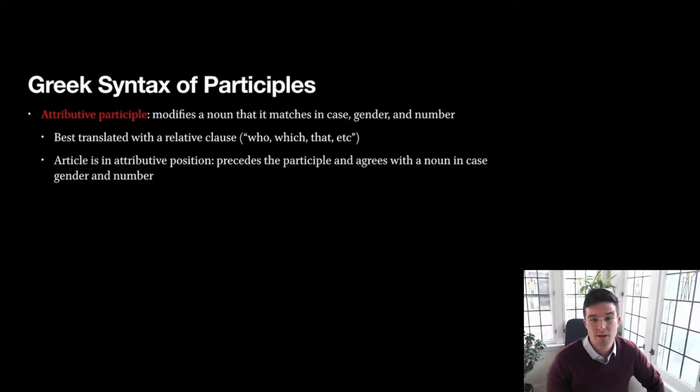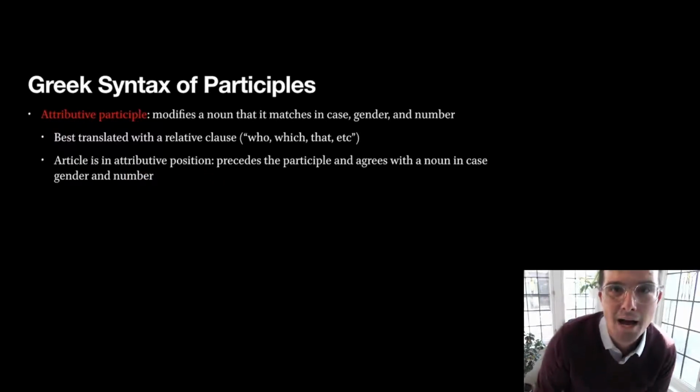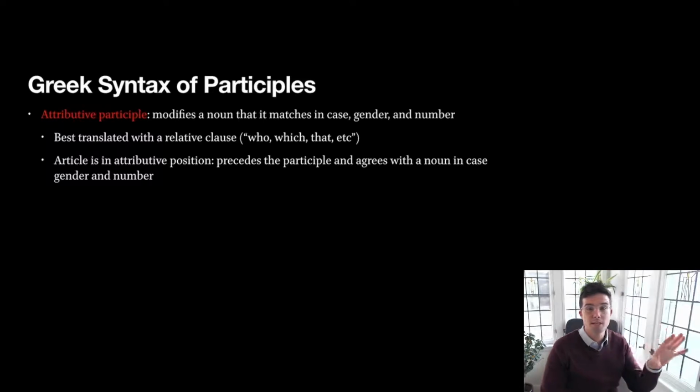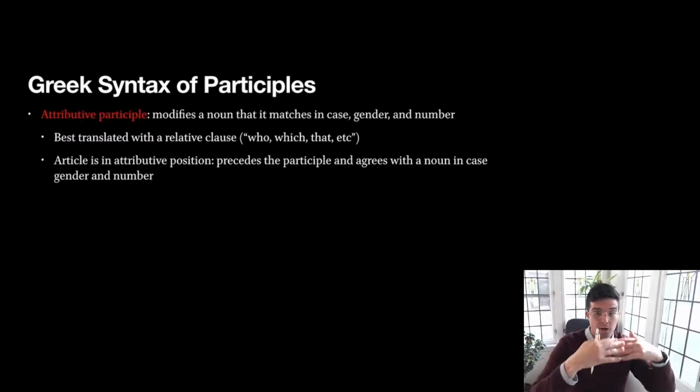We've said it's translated usually with a relative clause, and the new information that we get in this slide is that the article is in attributive position. So you remember, I'm sure, very well, the different positions of articles for adjectives. So remember, an attributive participle is a subcategory of adjectival participles.